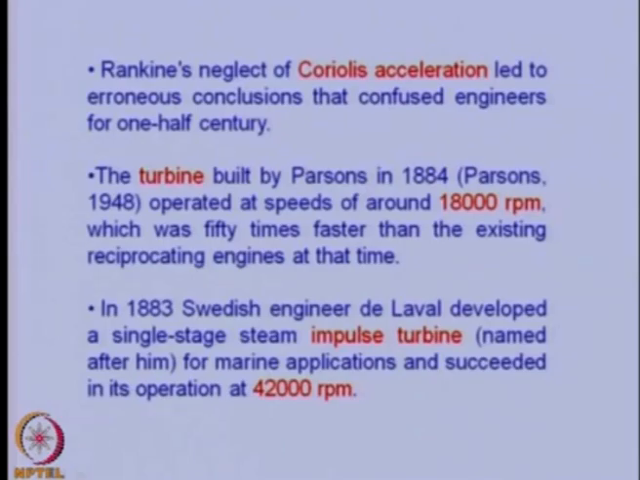In this particular Rankine model, as I pointed out, there was some flaw. Rankine's neglect of Coriolis acceleration led to the erroneous conclusion that confused engineers for one half century. The turbine built by Parsons in 1884 operated at a speed of around 18,000 rpm, which was 50 times faster than the existing reciprocating engines at that time.